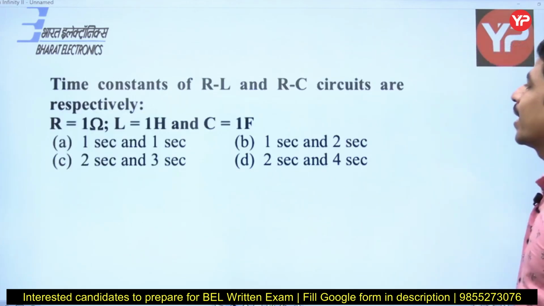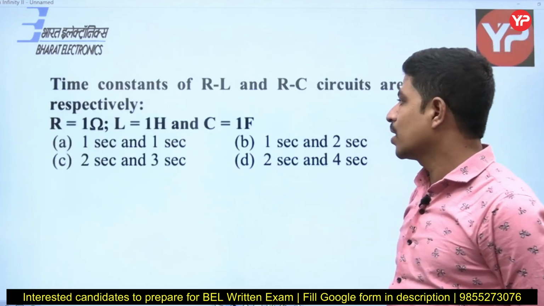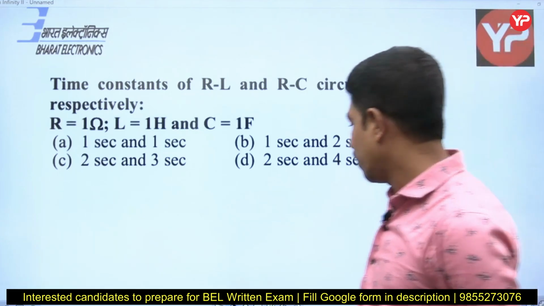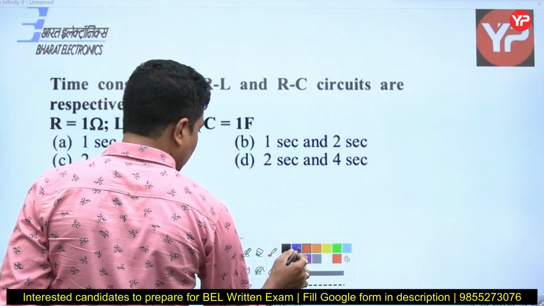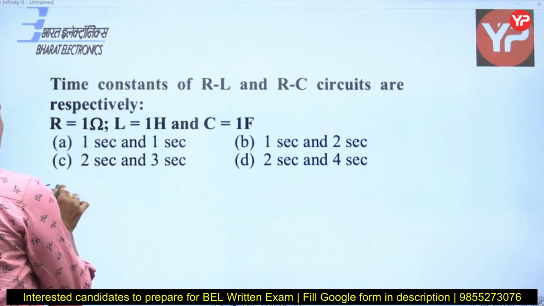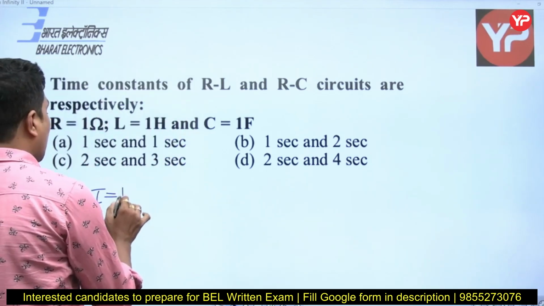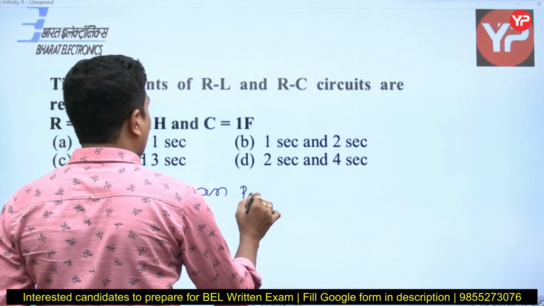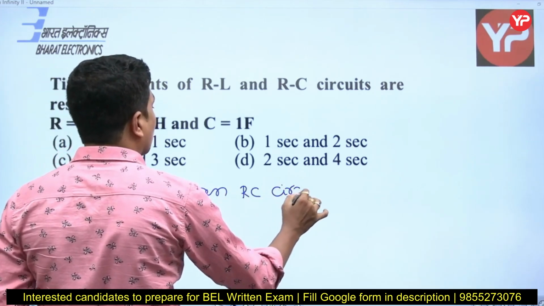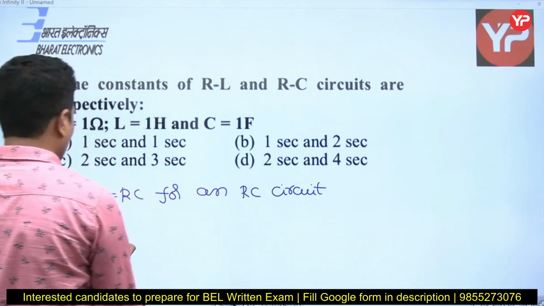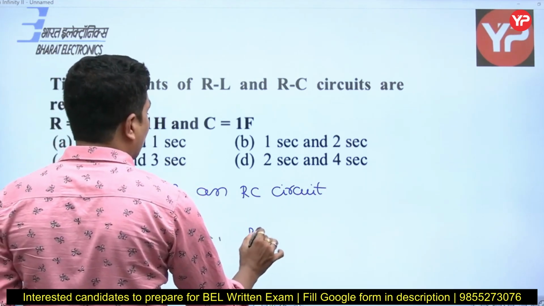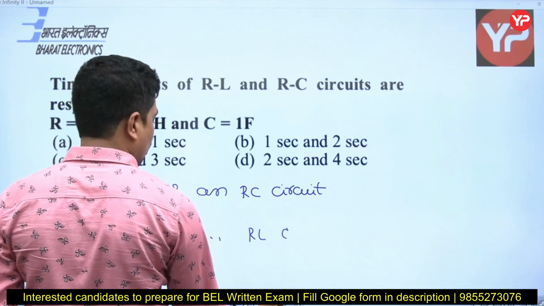Next, the time constants of RL and RC circuits are respectively, R is equal to 1, L is equal to 1 Henry, C is equal to 1 farad. What is the time constant formula? Tau is equal to RC for an RC circuit. Tau is equal to L by R for an RL circuit.